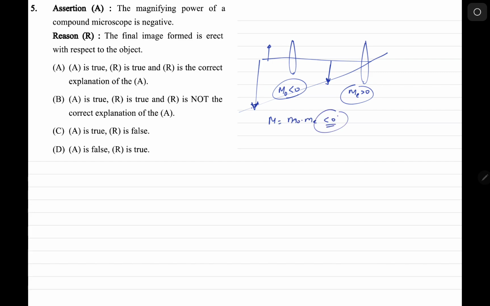So the assertion is correct. The reason: the final image formed is erect with respect to the object. You can see here, this is the object and this is the final image. It is not erect, it is inverted. That means it is wrong. So option C: A is true and R is false. Let's move to the next question.